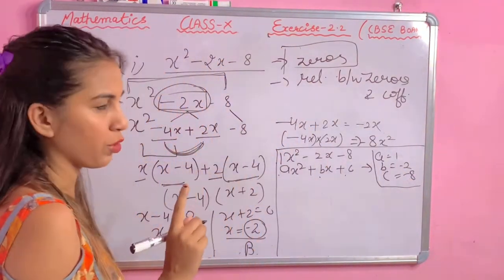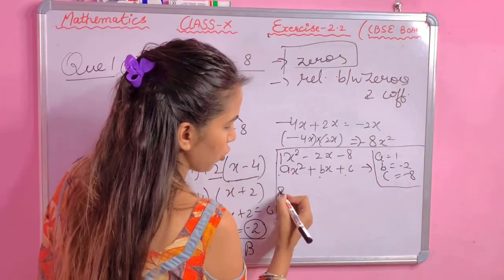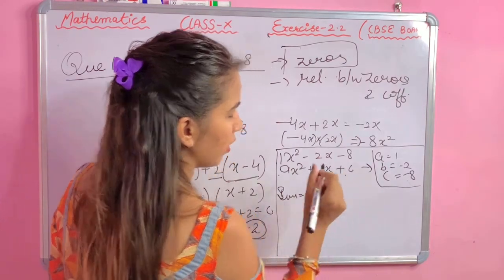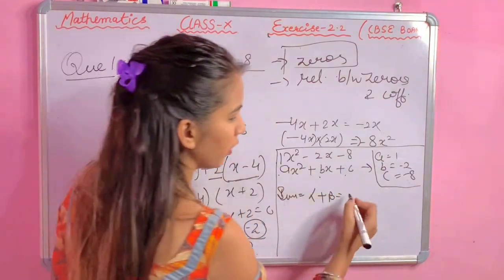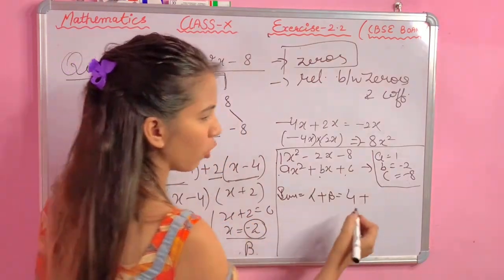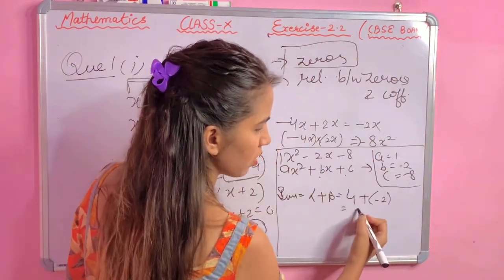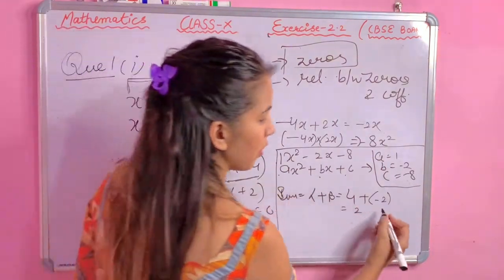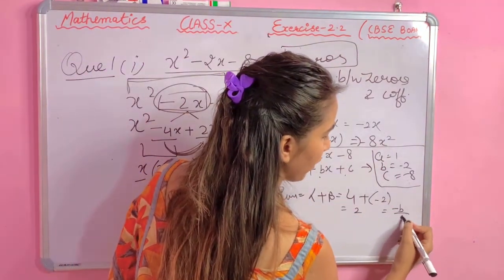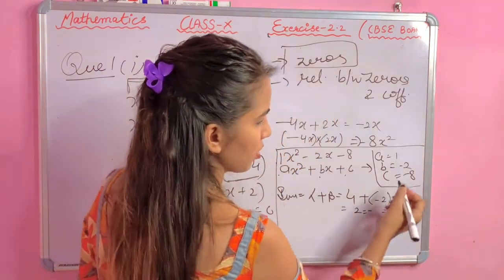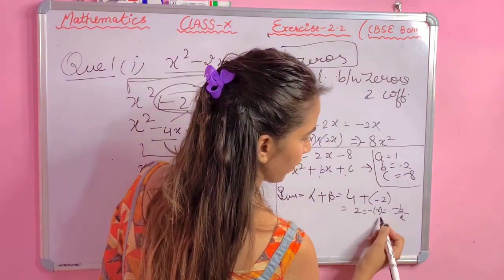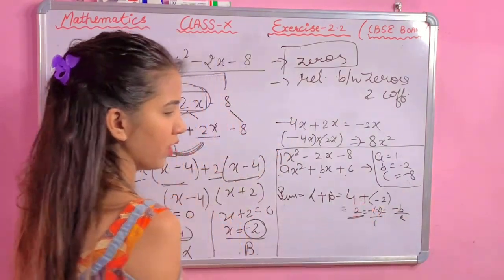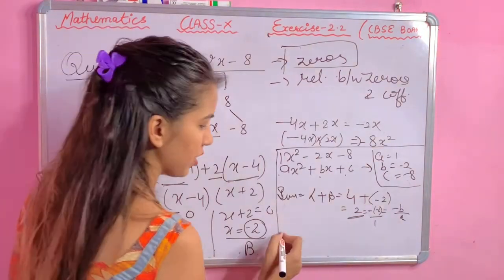As I already told you in the introduction part, first of all, the sum is always equal to alpha plus beta. Here alpha is 4 and beta is minus 2. So 4 minus 2 is 2, and the relation of sum is minus b upon a. Here minus b is minus of minus 2, upon a is 1. So by solving, minus minus plus, we'll get 2 only. So this is verified.